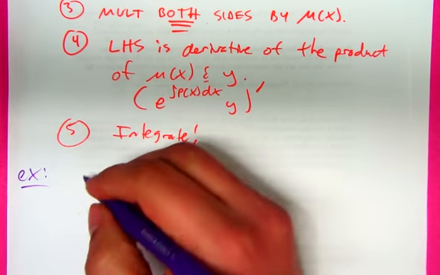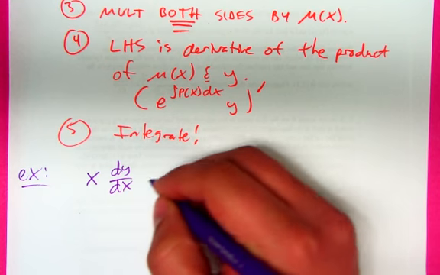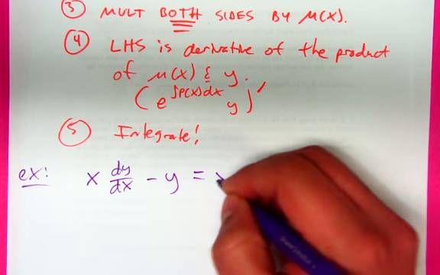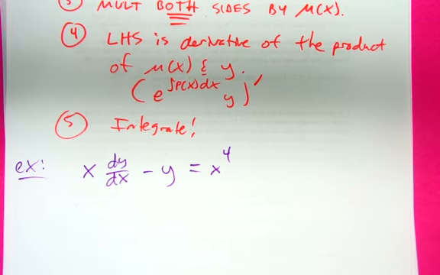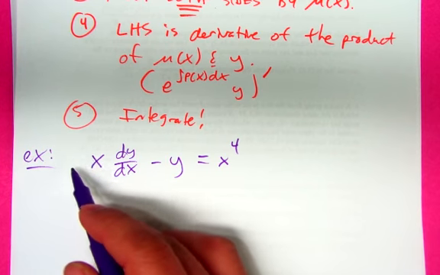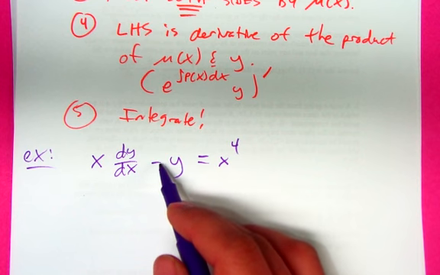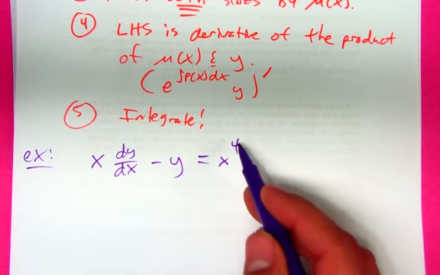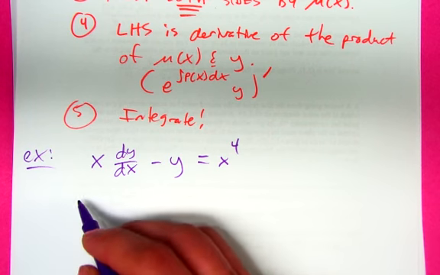So let's suppose we have x times dy/dx minus y equals x to the 4. We know this is a linear differential equation, first order, because all the coefficients are in terms of x or constants. Here the coefficient is x, here the coefficient is -1, that's okay. And then on the right-hand side, we're able to have a function in terms of x, or a constant. Okay? So, first, let's write this in standard form.